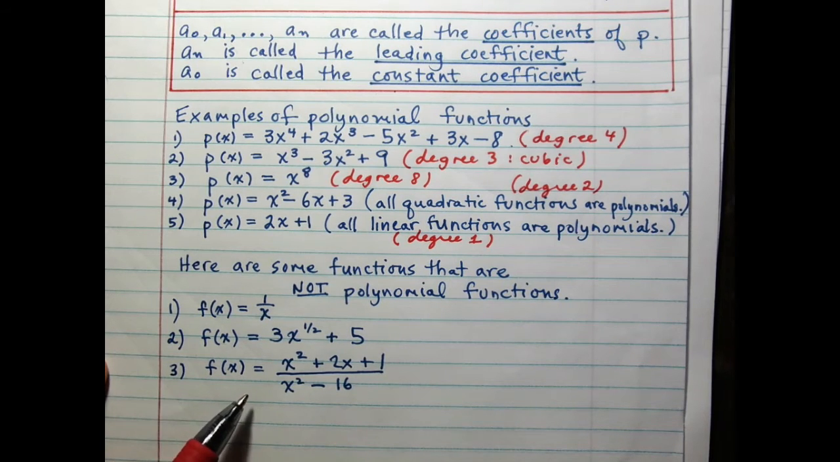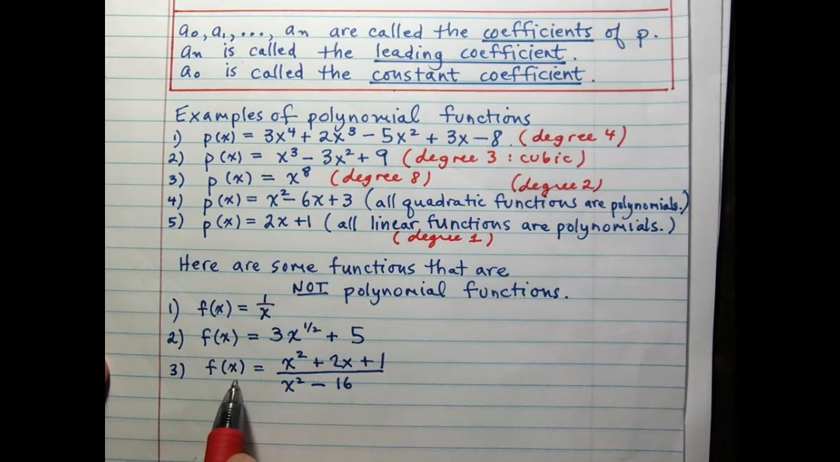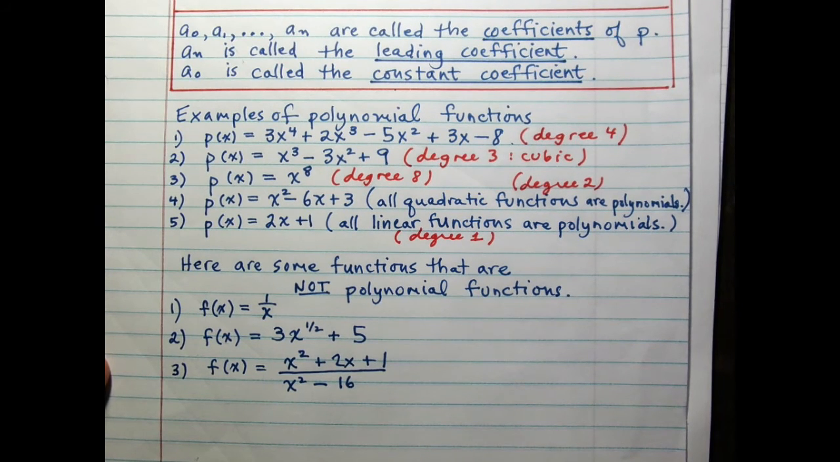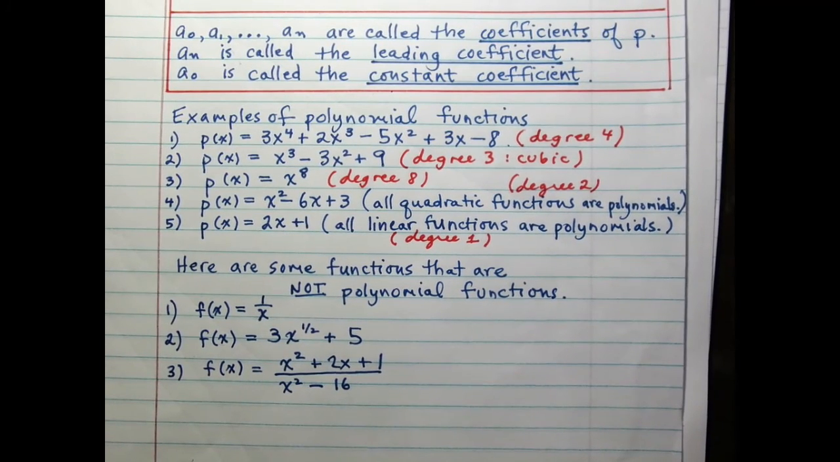And number 3, another example that is not a polynomial, is the function f of x equals x squared plus 2x plus 1 over x squared minus 16. Now, the problem here is we have a variable in the denominator, so right away that's a warning sign, not a polynomial. But when you look at this function, you could say the numerator is a polynomial, the denominator is a polynomial. So it's a fraction where the numerator and denominator are polynomials. That's a special kind of function we're going to study later in this chapter. It's called a rational function. But not for now. Right now we focus on polynomials. So I'm going to stop this introductory video here, and we'll start working on some examples in the next portion.